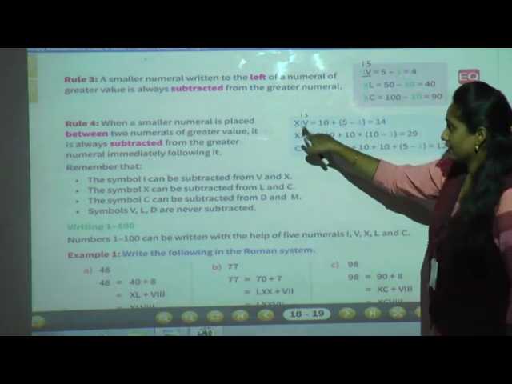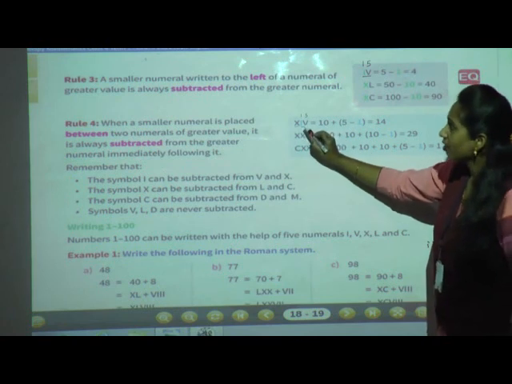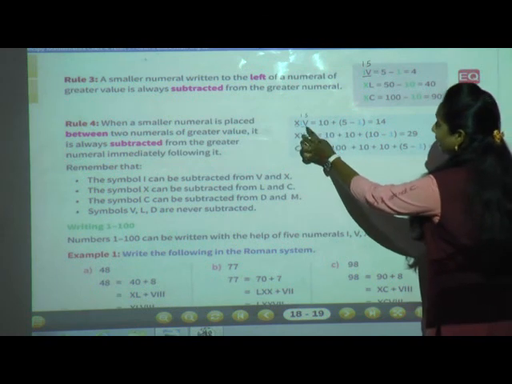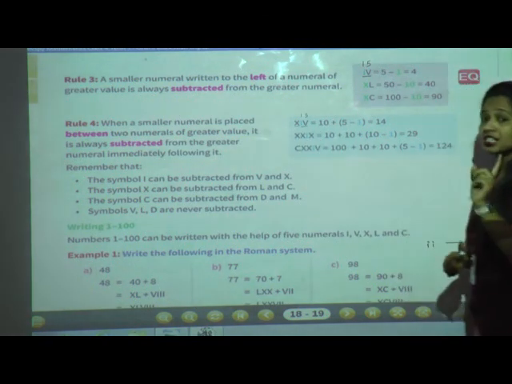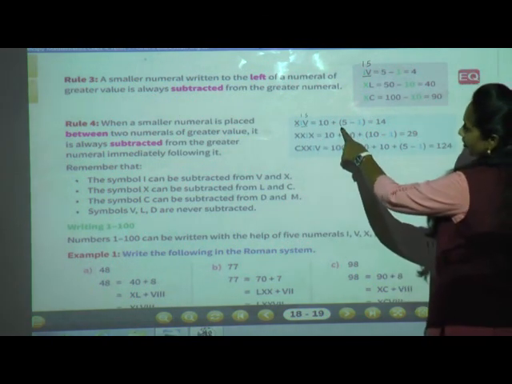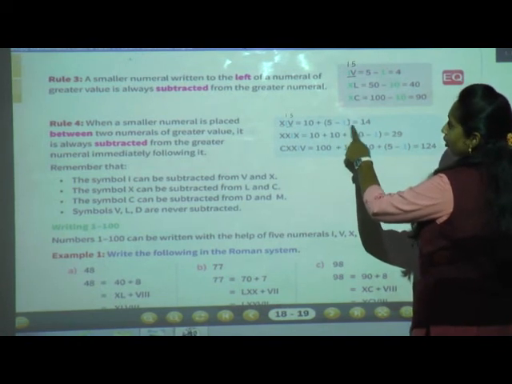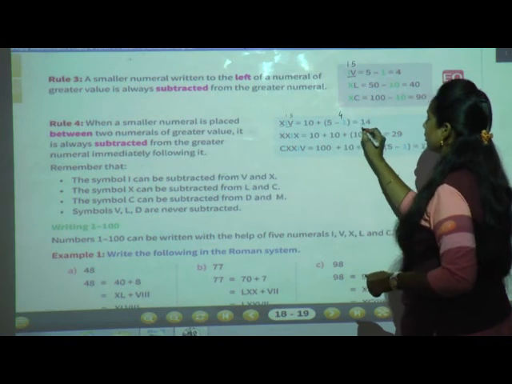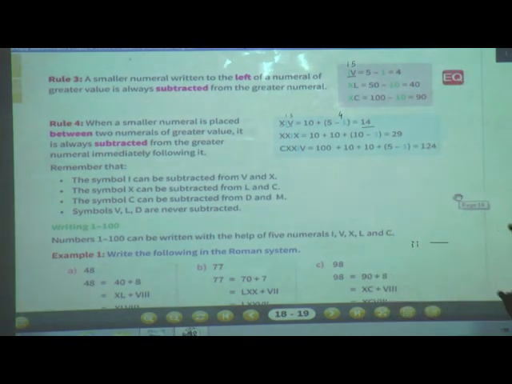Whenever it comes, like what? When a smaller numeral is written to the left side of the greater value, what we have to do? Subtract. So we have done here 5 minus 1. So 5 minus 1 becomes 4. So 10 plus 4 is 14. Got it? In this way, keep in your mind.